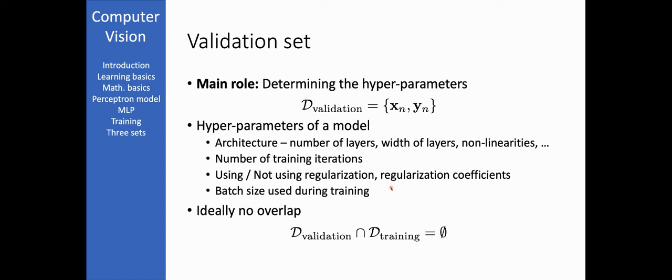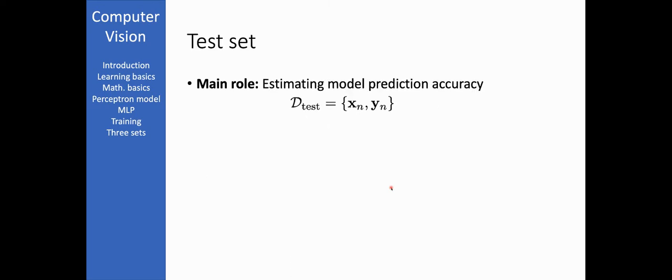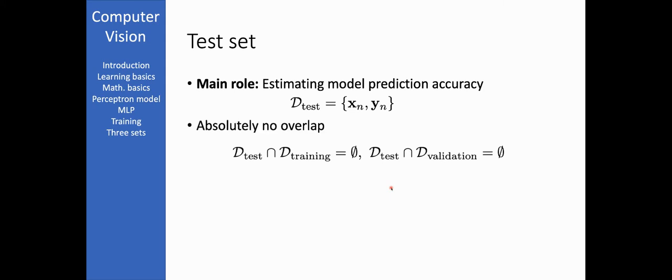Notice that although we evaluate how well our model performs, the performance that we obtain on the validation set is actually not the real performance of the model. For that, we have the test set. Its only role is to estimate the model prediction accuracy. And there should be absolutely no overlap between the test set and the others, training or validation.